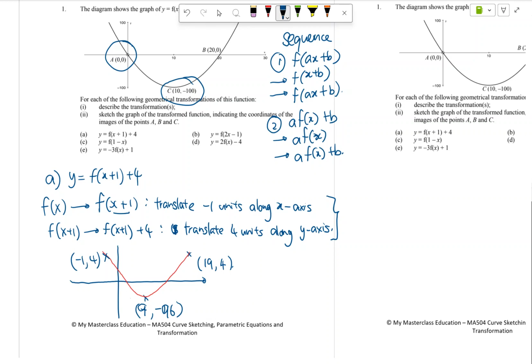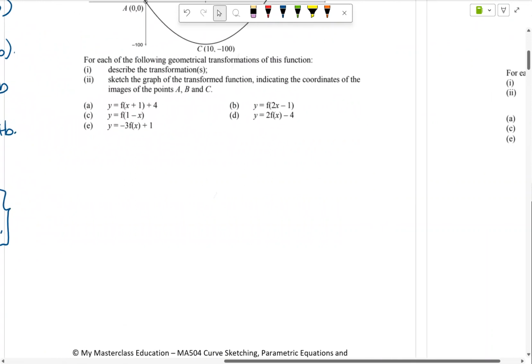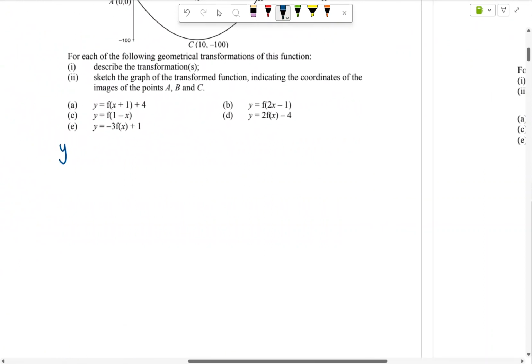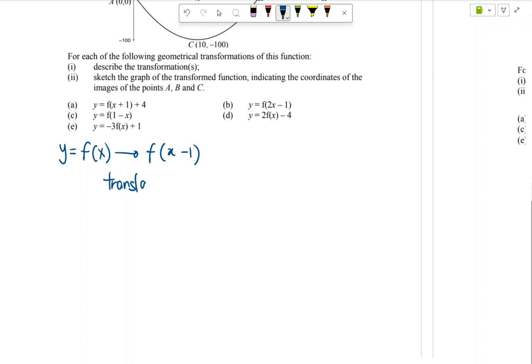Okay, now I'm going to talk about B, where we are doing y equals f of 2x minus 1. The first part, I'm going to translate first. So if I translate first, I will have x minus 1. And what is the transformation? I'm translating 1 unit along the x-axis. Again, if you do not understand what I'm talking about, please watch the previous video. And then I go to f of 2x minus 1.